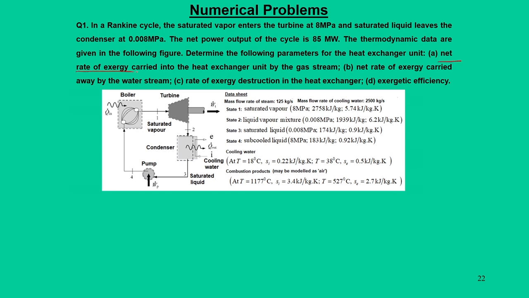that is the net rate of exergy carried into the heat exchange unit by the gaseous streams. So, let us understand our expressions for exergy analysis. If I write E dot F for air, that is nothing but m dot a times (ef i minus ef e). We can recall the expression for specific exergy at inlet and outlet, that can be written as hi minus he minus T0 into (si minus se).